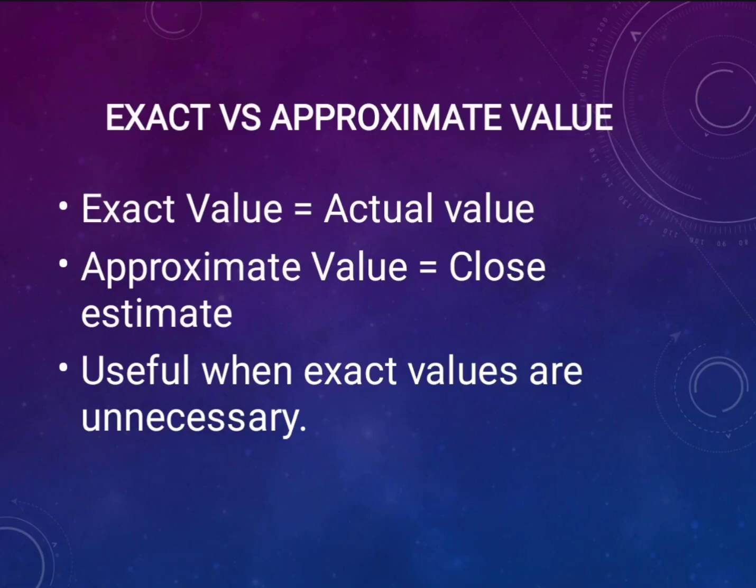Exact versus approximate value. Exact is the actual value whereas approximate is a close estimate. So here the best example could be the students in a classroom, or the class strength, which is the exact value, whereas the number of guests expected for a function or an event can be an approximate value, where we can just have the approximate head counts and not the exact head counts until they arrive.